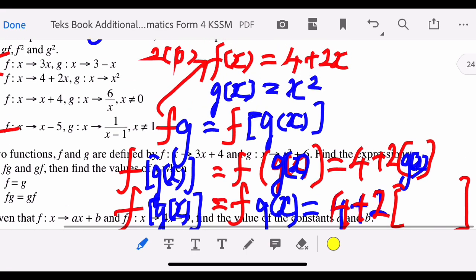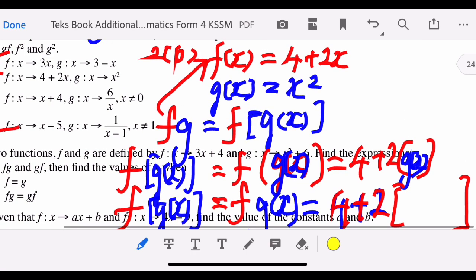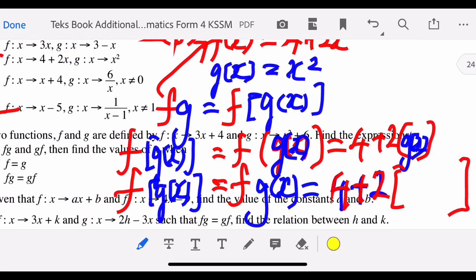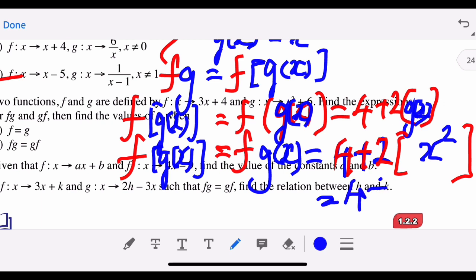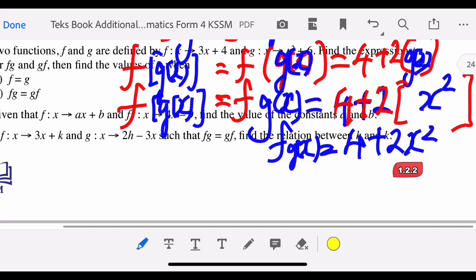So let's see what our gx is. Our gx is x squared, right? So we are going to put the x squared inside, so that is the answer for the fg, which is 4 plus 2x squared. So in short, we will write 4 plus 2x squared for fg x, right? Okay, we have solved the fgx.